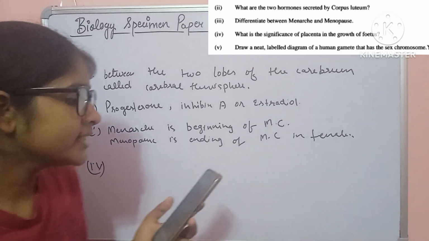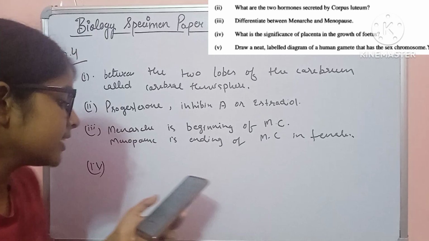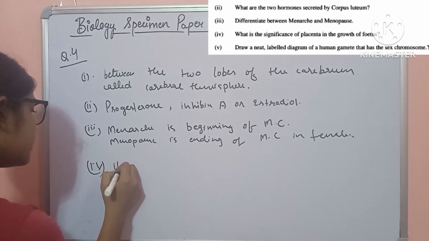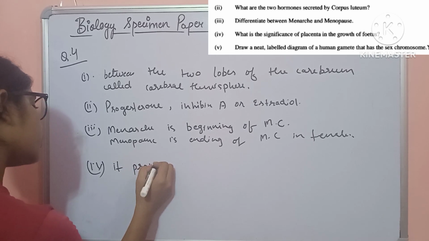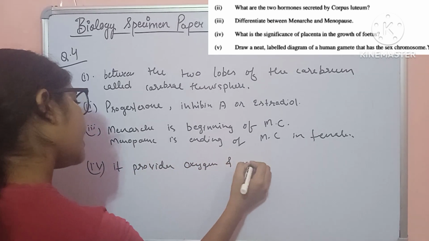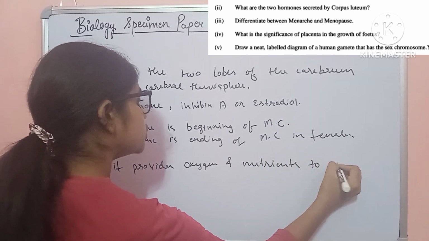Fourth part, what is the significance of placenta in the growth of fetus? The answer is it provides oxygen and nutrition to the growing body. It provides oxygen and nutrients to the baby.